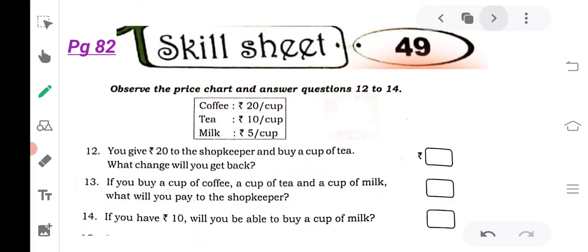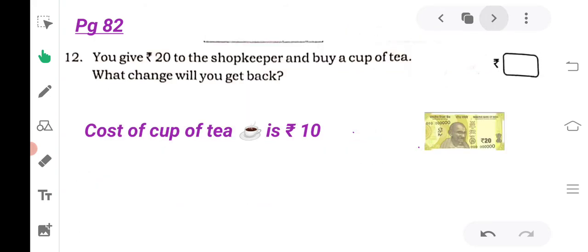Okay children. Now next, see, this is very important. You have all done the Money chapter. Observe the price chart and answer questions 12 to 14. So this is a price chart. The cost of coffee is rupees 20 per cup. Tea is rupees 10 per cup. Milk is rupees 5 per cup. Your question 12 says, you give rupees 20 to the shopkeeper and buy a cup of tea. What change will you get back?